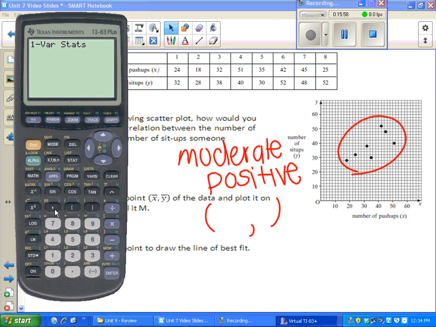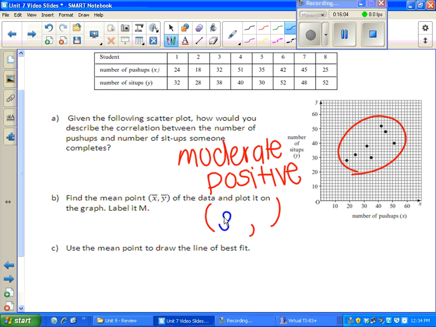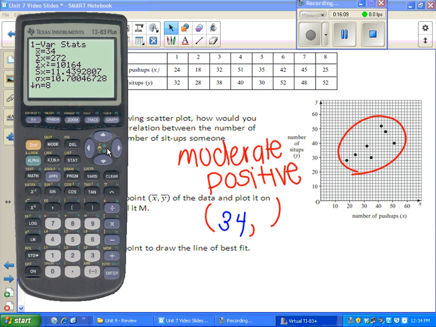All right, so if you do stat, calc, I'm going to go and look at my 1-var stats for L1 real quick to get my x bar, which is the first number. So my x bar is 34, so the average of the x's is 34. Now I can do the same thing for L2. So I'll do 1-var stats of L2. Stat, calc, 1-var stats. Now I'll do second number 2. And my y bar, it says x bar here, but I know it's really my y values, is 40.